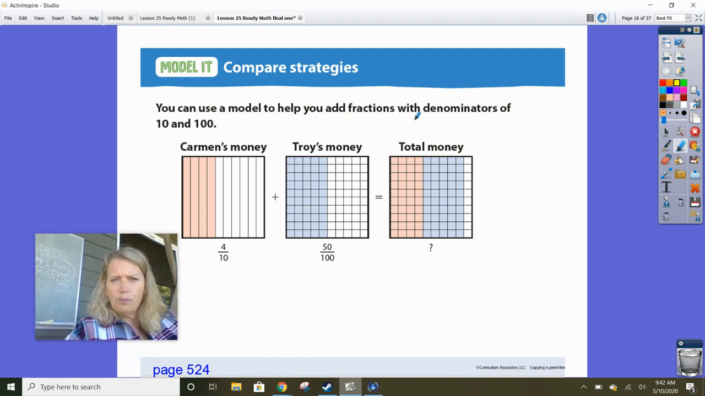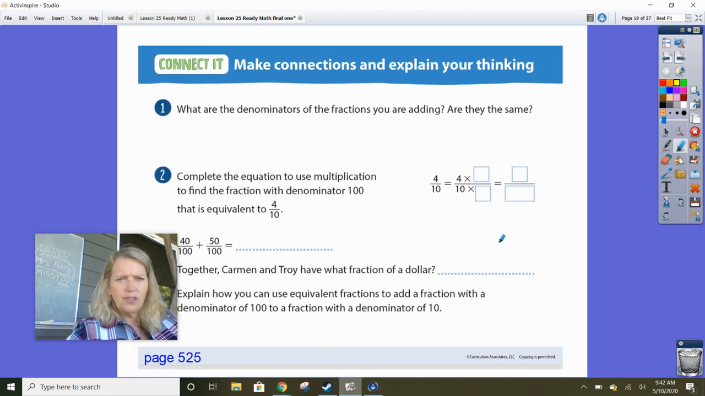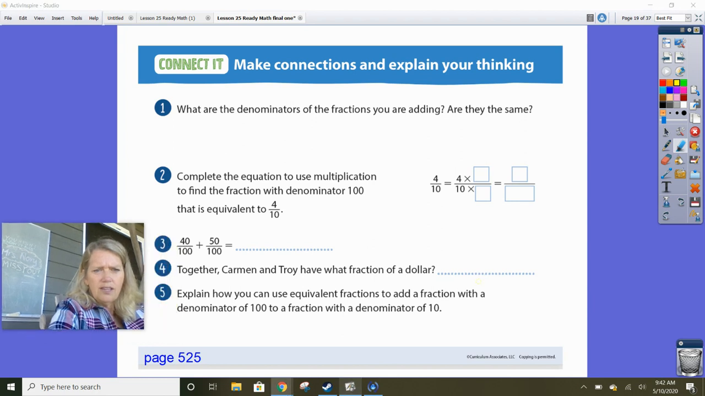You can use a model to help you add fractions with denominators of 10 and 100. So there's Carmen's 4/10, and then there's Troy's 50/100ths, which is the same as 5/10. Put it together in the picture, and you get 90/100ths. Cool beans. What are the denominators of the fractions you are adding? Are they the same?